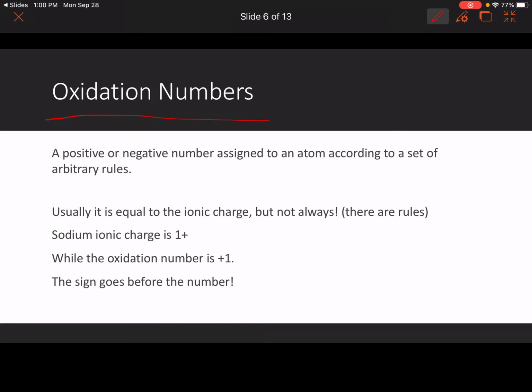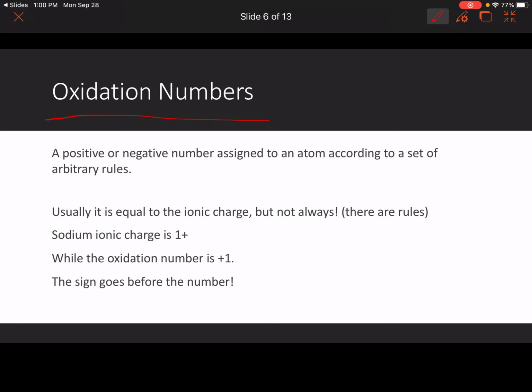Okay, so an oxidation number is defined as a positive or negative number assigned to an atom according to a set of arbitrary rules. So there are rules that we have for figuring out what oxidation numbers are. We're going to go through those today, and we're going to practice assigning oxidation numbers today. Now, usually it is equal to the ionic charge, but not always.